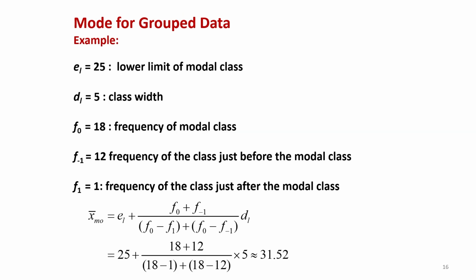So now if you substitute all these things, that is, the lower limit l equal to 25, h equal to 5, f0 equal to 18, f minus 1 equal to 12, f1 equal to 1, in this expression, you will find the value of the mode, which comes out to be 31.52, right? So this is how you can compute the mode, but definitely we are not going to compute this mode on the R software, right?